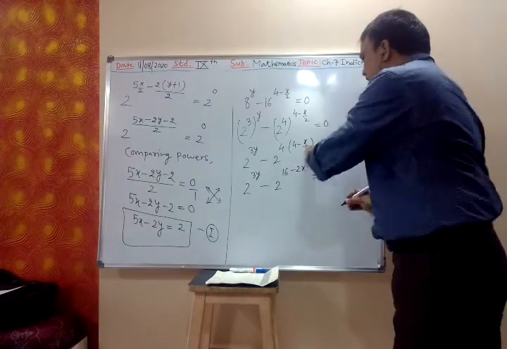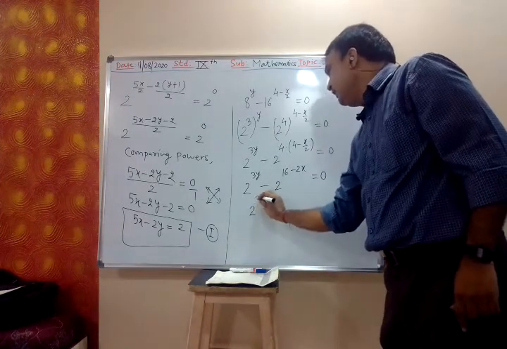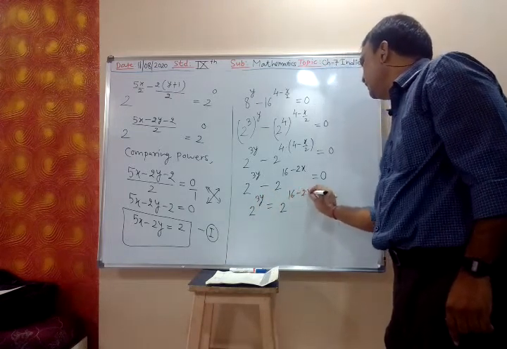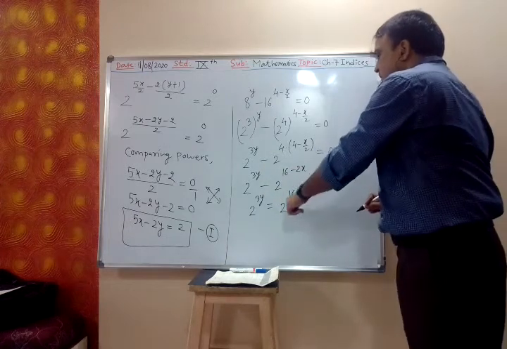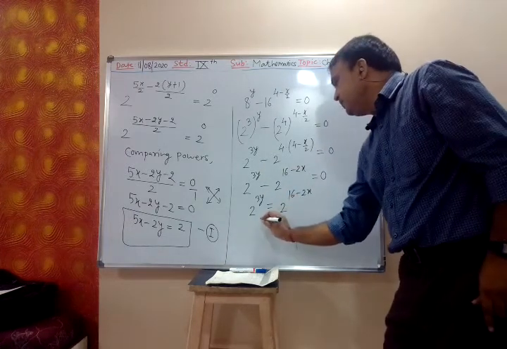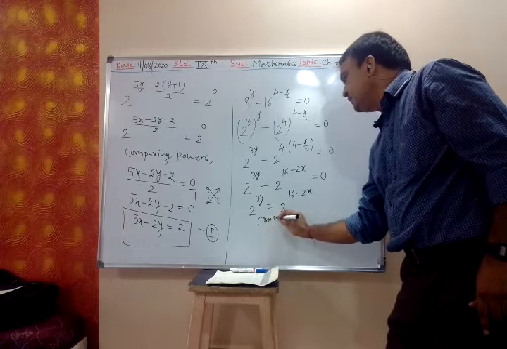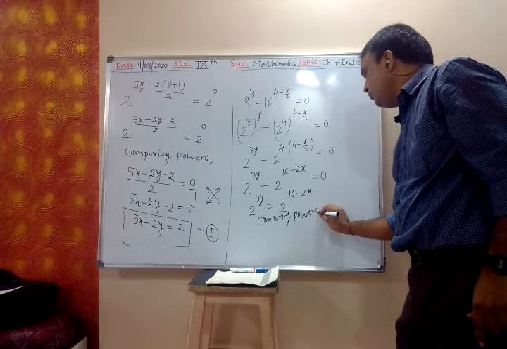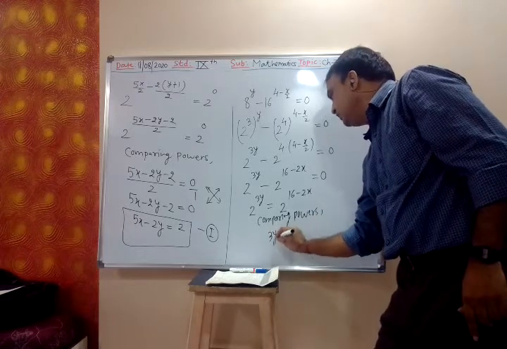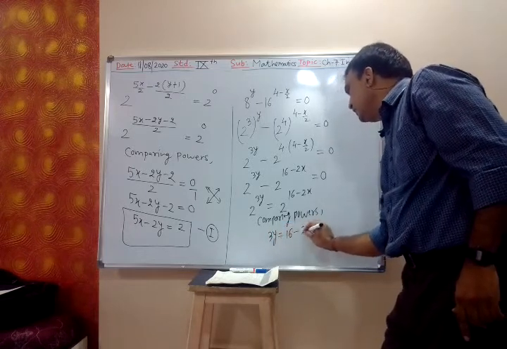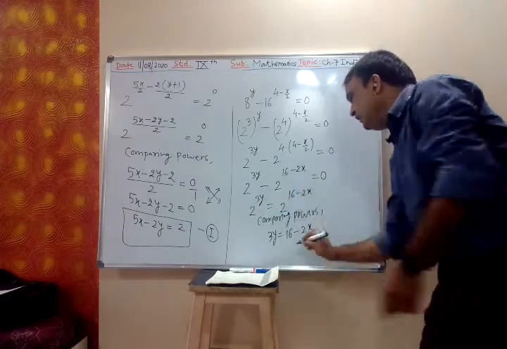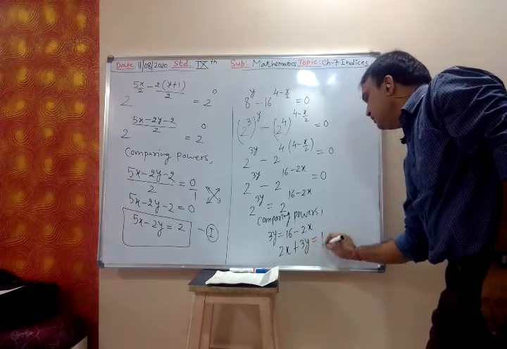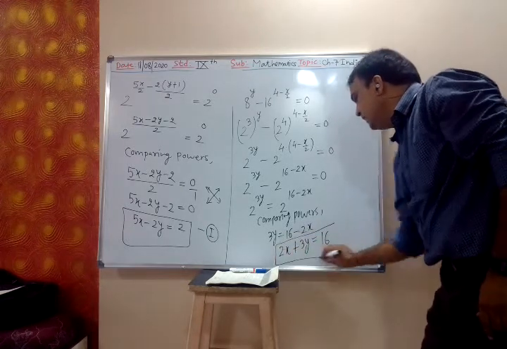Now I will take this term on the other side. 2 raised to 3y is equal to 2 raised to 16 minus 2x. This minus on the other side it becomes plus. Now compare the power. So comparing powers, you will get 3y is equal to 16 minus 2x. Now take 2x on the other side. 2x plus 3y is equal to 16. This is my equation number 2.